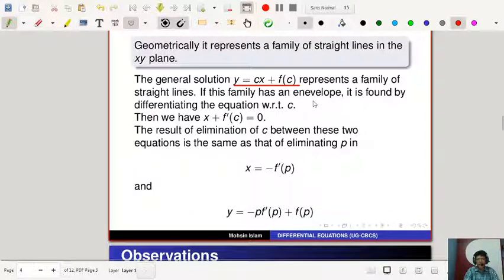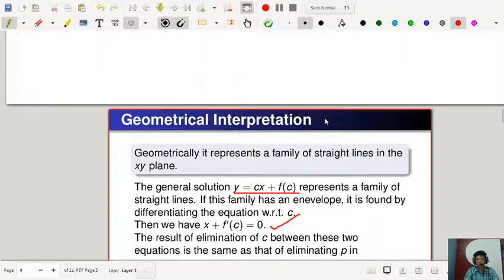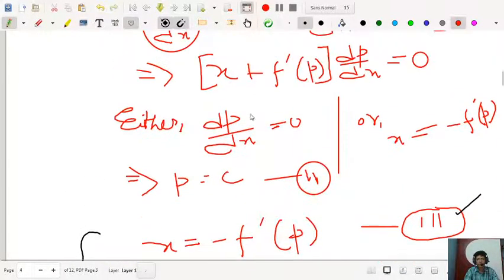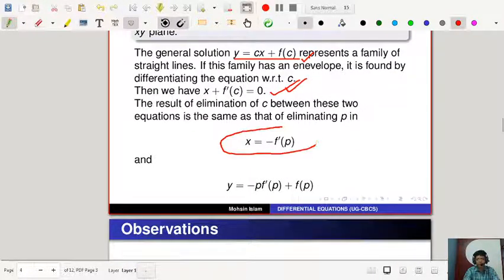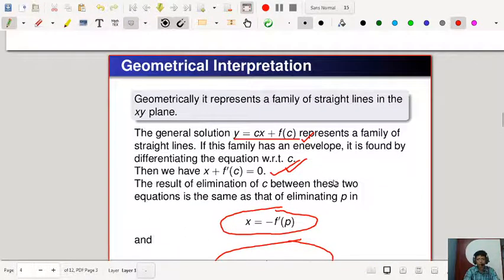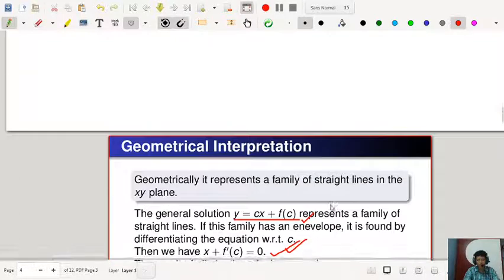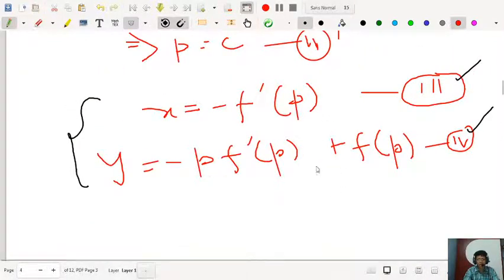If this family has an envelope, it is found by differentiating with respect to c. Then we have x plus f dash c equal to 0. That is, we already have this relation. Here you have x plus f dash p. It is similar to that. If you differentiate with respect to c, you will get this. So by elimination of c between these two, it's the same thing as the elimination of p between this equation and this equation. Both will give you the singular solution, as already explained in the calculation.